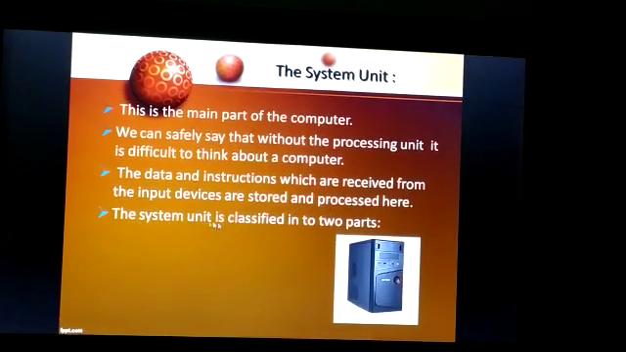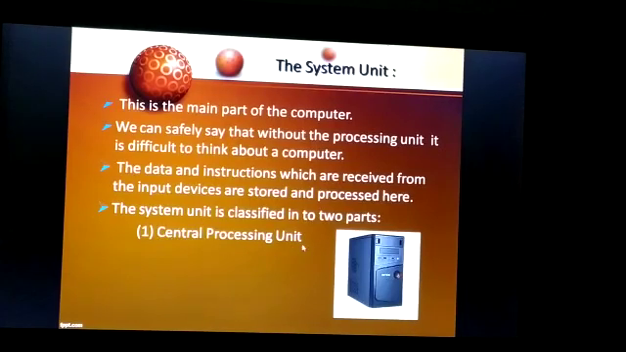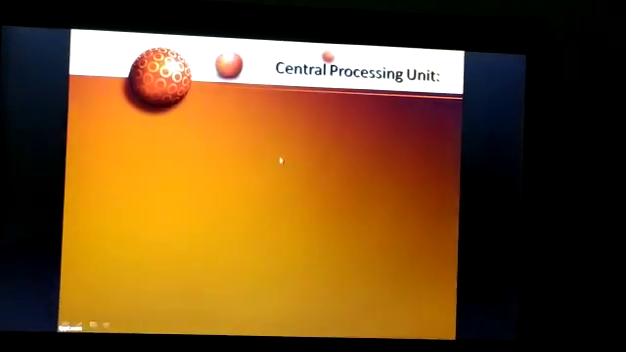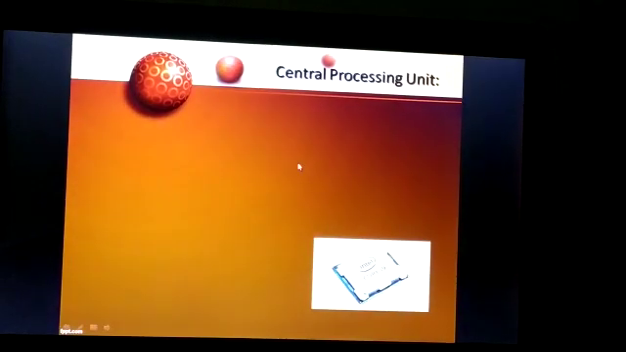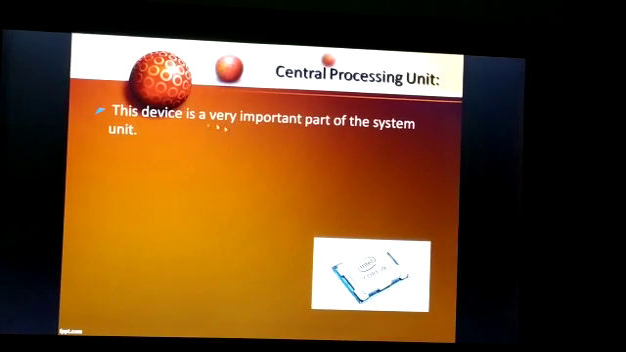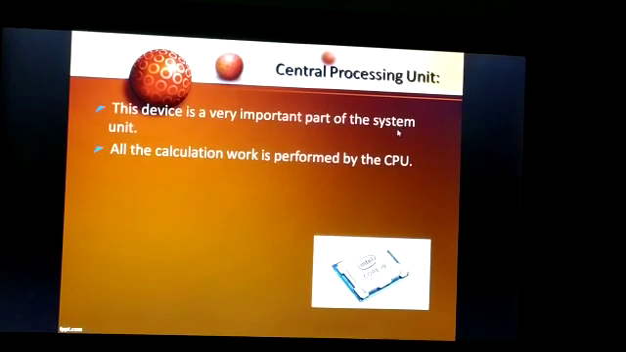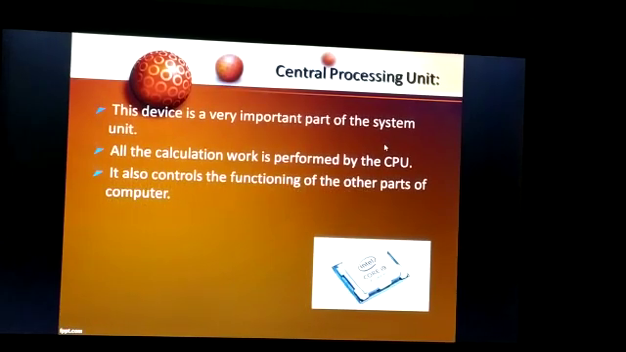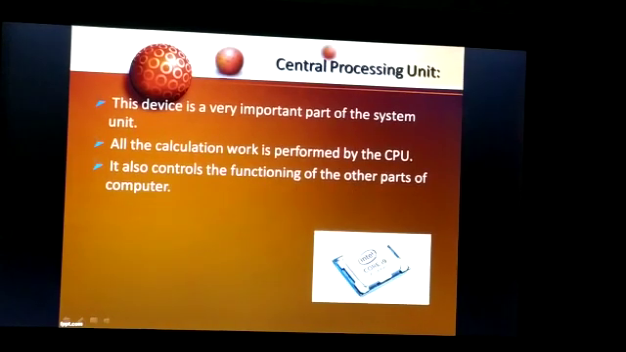The system unit is classified into two parts. First one, central processing unit, and second one, memory unit. First part is central processing unit. This device is a very important part of the system unit. All the calculations work is performed by the CPU. It controls the functioning of the other parts of the computer.